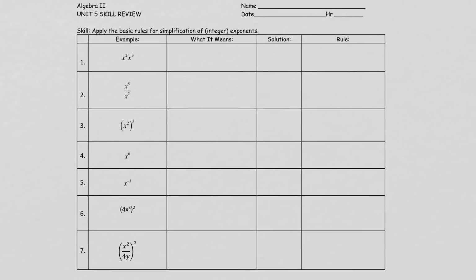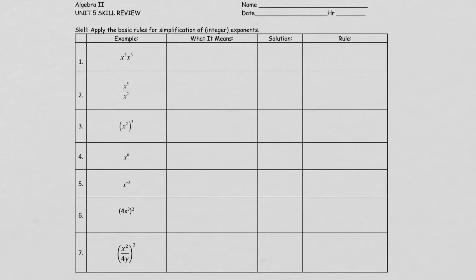Okay, so for Unit 5 skill review, we're going to start with identifying some of the rules for exponents. If we look at this, we've got x squared times x to the third. So what does that mean? That means that we have 2 copies of x here, and then we have 3 copies of x here, and we can represent it like this. And so what's the solution? Well, we've got 1, 2, 3, 4, 5 copies of x, so we've got x to the 5th.